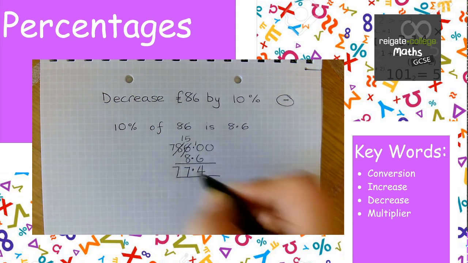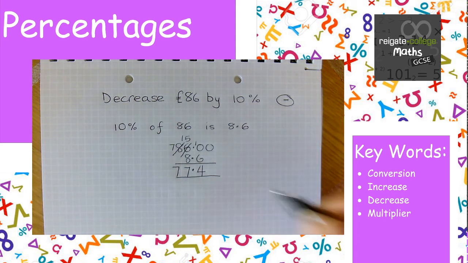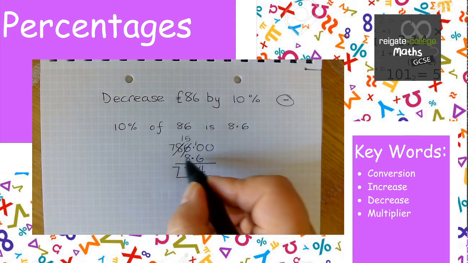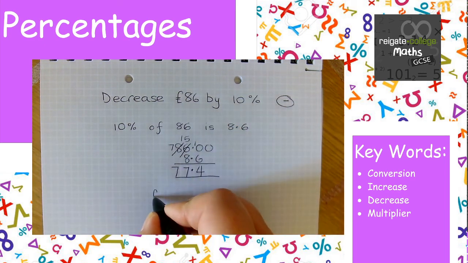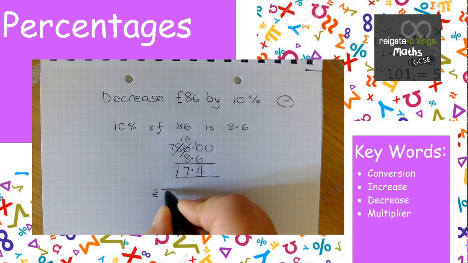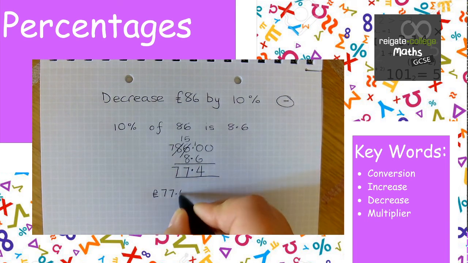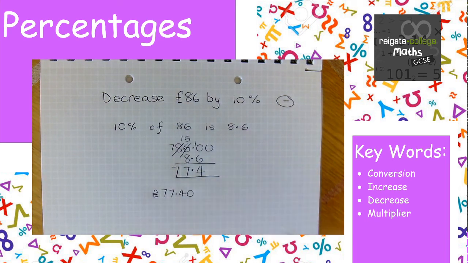Put the decimal point in our answer. And once again we need to turn the answer of this sum into a money value, which is £77 and 40 pence. Decreasing £86 by 10% leaves us with £77 and 40 pence.